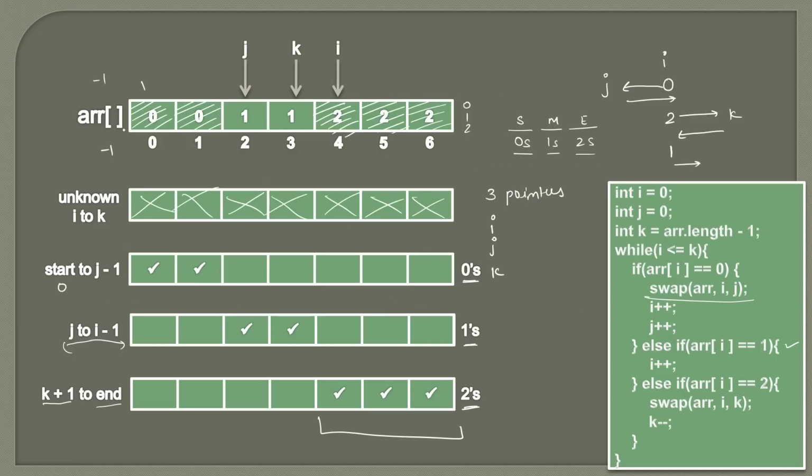From start to j minus 1. This is start. This is j. Minus 1 will reach here. So this is actually our zeros, which is being marked properly. From j to I minus 1, we have marked ones. So j to I minus 1. So this is the place for ones. We have marked it properly. From k plus 1 to end, we have marked 2. So k is here. K plus 1 is this. To end, we have all the 2's, which is what we have ticked here.